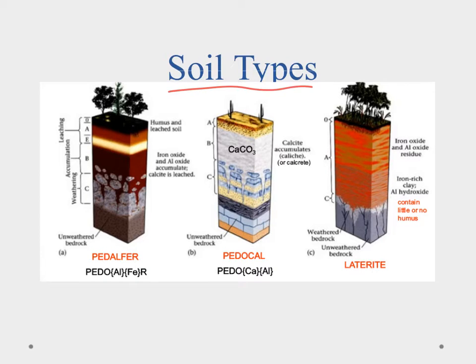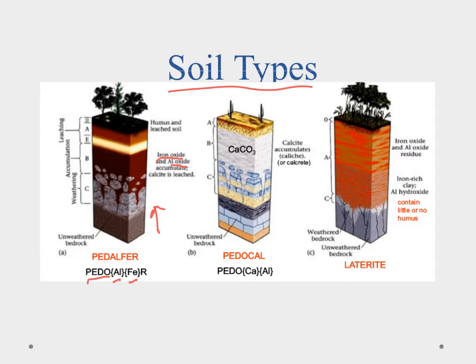Okay, so let's take a quick look at our three basic soil types. We have the pedalfer, the pedocal, and the laterite. The pedalfer gets its name, pedal means soil, and there's a lot of aluminum and iron inside of there. So because we have these iron oxides and aluminum oxides, what we're noticing is we get a rich brownish, kind of browny red color in soil. And this is what we find primarily in the east in the woodlands, in the forests and such.